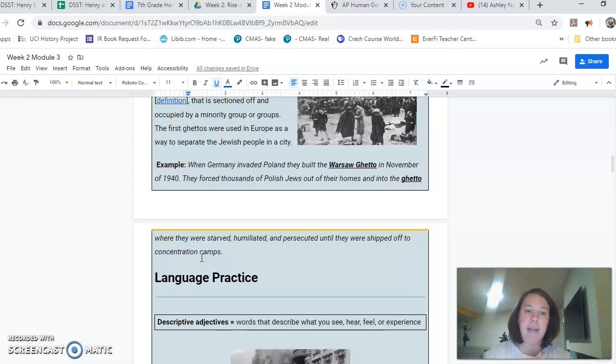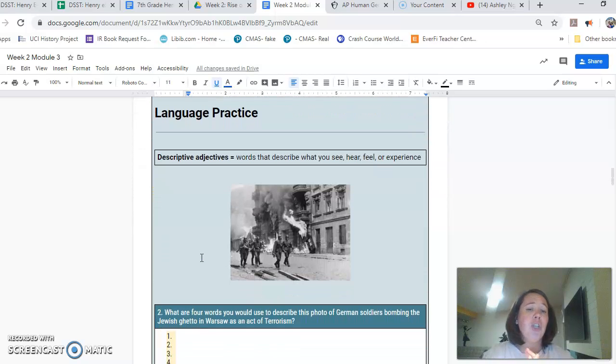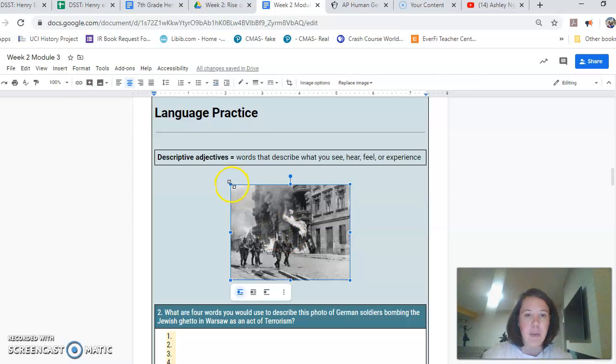So thinking about that. The language practice that we have today is that you're going to be using descriptive adjectives to look at sources and describe them with more than just like, there are soldiers here. So you're thinking about descriptive adjectives, words that describe what you see, hear, feel, experience. So think about descriptive adjectives as like sensory adjectives. So looking at this image here, I'm just going to make it a little bit bigger. It's very tiny.